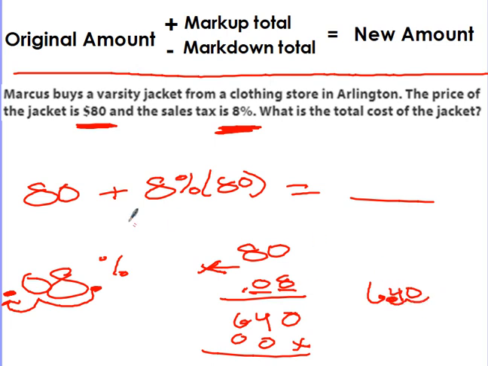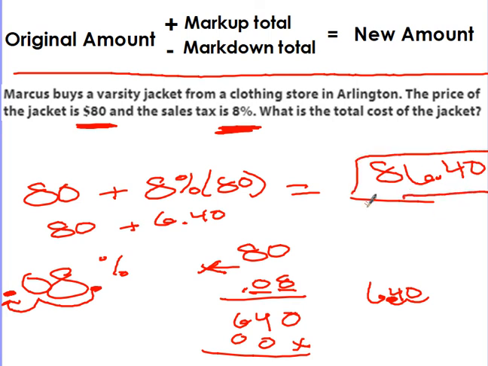so really, the sales tax was $6.40. Because it's $6.40 in sales tax, I can add that to the original price. So when I add these together, 80 plus $6.40 gives me a grand total. The cost of the jacket is really $86.40, because we had to add that sales tax to the original price. Okay.